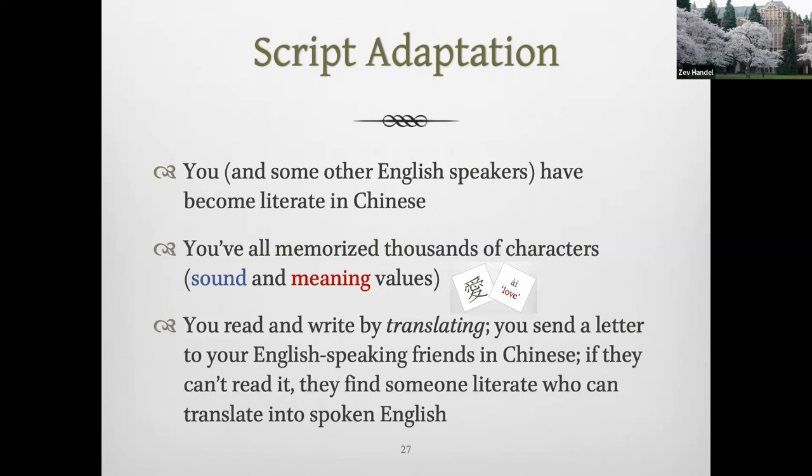And how do you read and write? If you want to express something that you would naturally express in English, you translate it into the Chinese language you've learned. You write down the translation in Chinese characters. You send it to your friend. If they also have learned to read and write Chinese, they translate it back into English. If they don't know how to read and write Chinese, they find an English speaker who knows how to read and write Chinese and get it translated into spoken English.